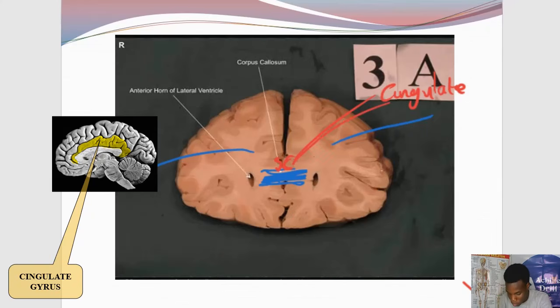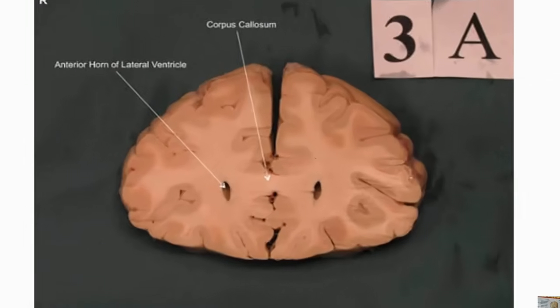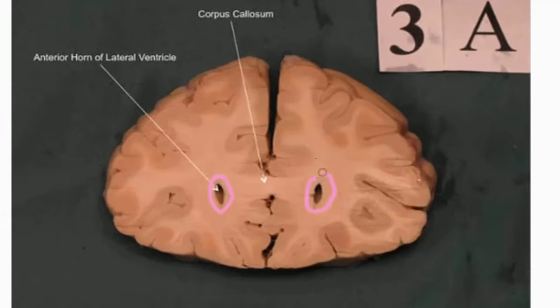Apart from the fact that the corpus callosum can be pinned too, and you'll be asked to identify it. But before we move on, I want to draw your attention to this very beautiful cavity around the brain. Do you know what this cavity is? Can you guess? That cavity located somewhere within the cerebral hemisphere is a large ventricle of the brain. Well, those are the lateral ventricles. But if we are to be very specific, this is the anterior horn of the lateral ventricle.